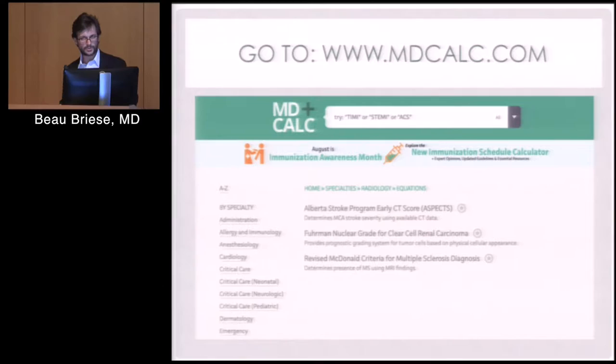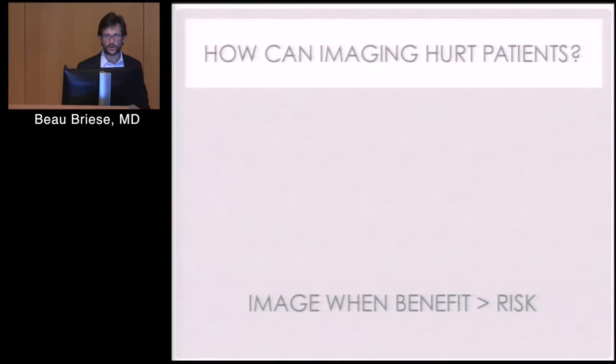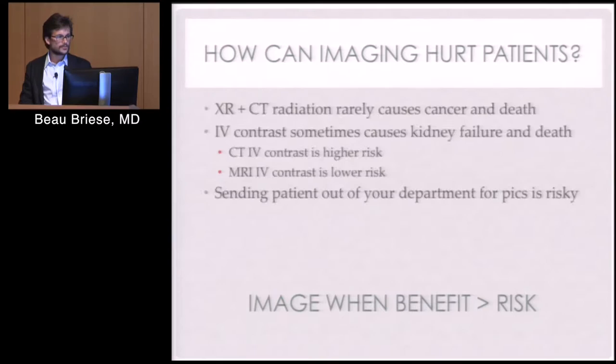So ground rules. Ground rules in medicine. First rule is do no harm, right? Fantastic. So let's do no harm. So how can imaging hurt patients, right? There's different ways. X-ray and CAT scan radiation is associated with an increase in risk of cancer and death that can be caused by that. Very small risk, but it's real.